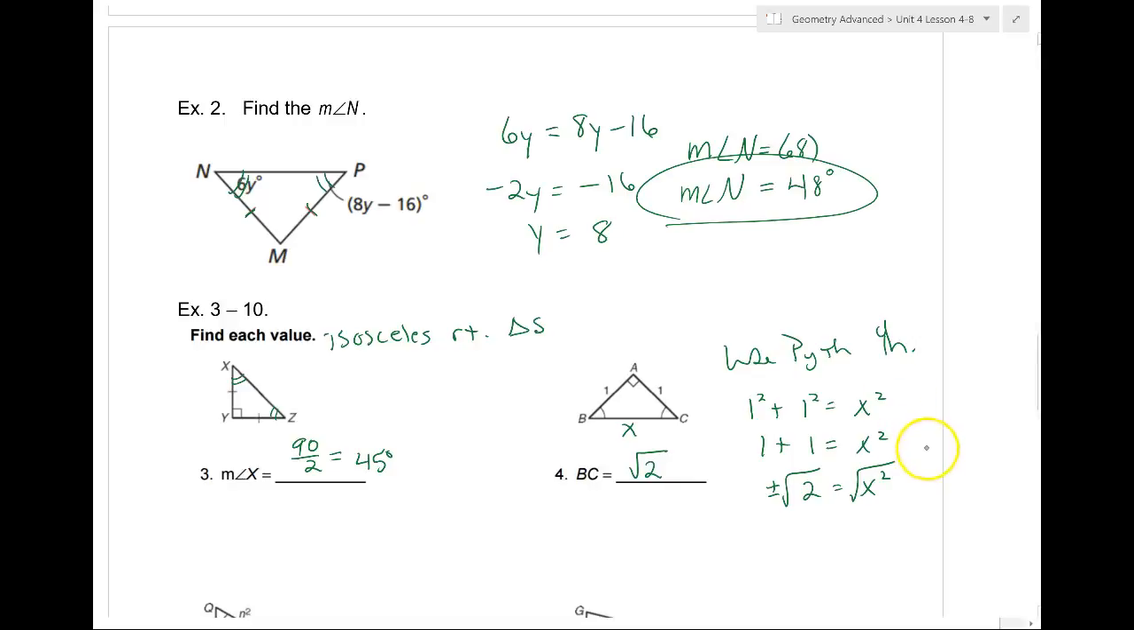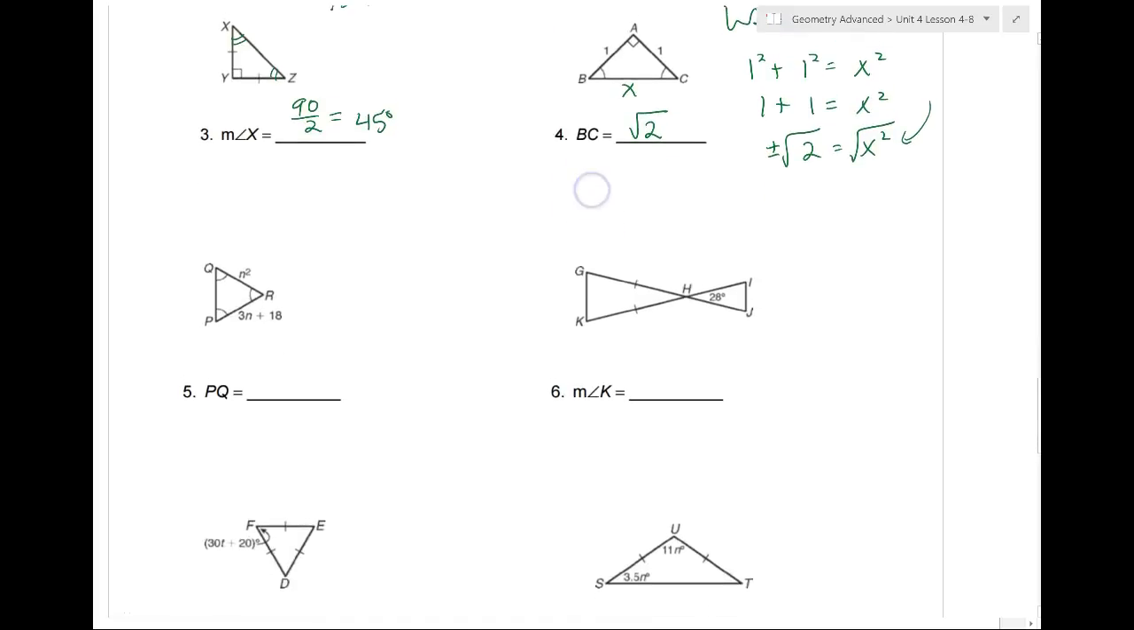Now, work-wise, do I still want to see all this work? Yes. In fact, I'm one of the few teachers that, when you're using the Pythagorean Theorem and you're for sure using it, I still make you put the plus or minus there because you won't remember to do it next year if I don't make you. It's one of those things that you have to know. All right, now let's look at the next one.